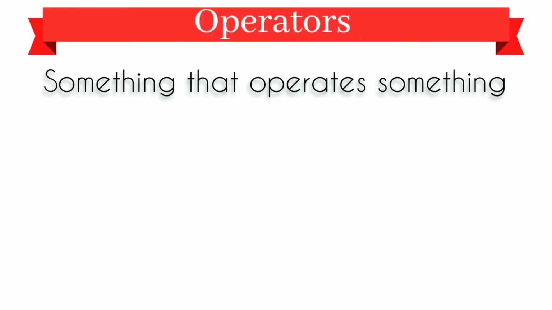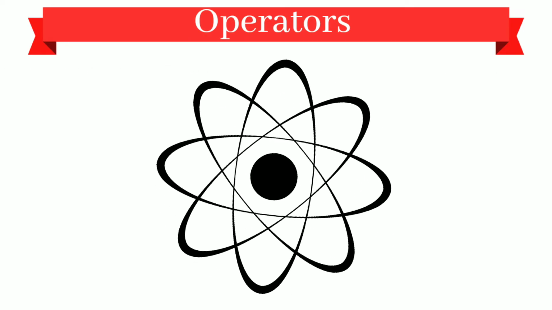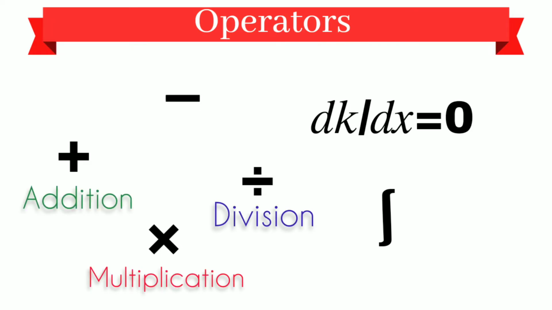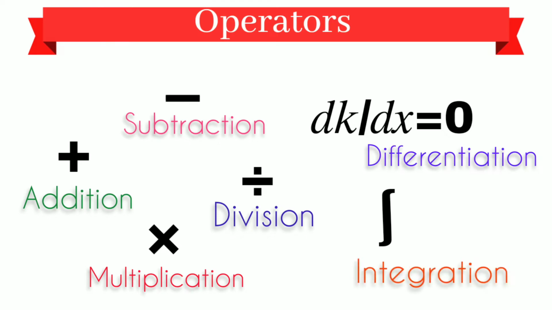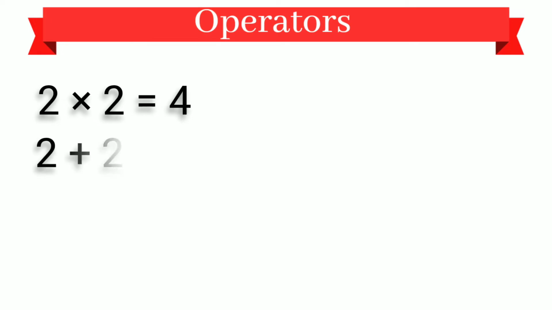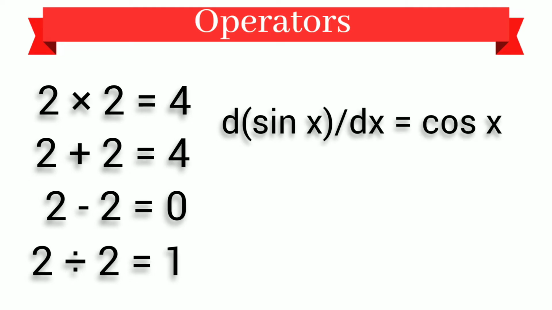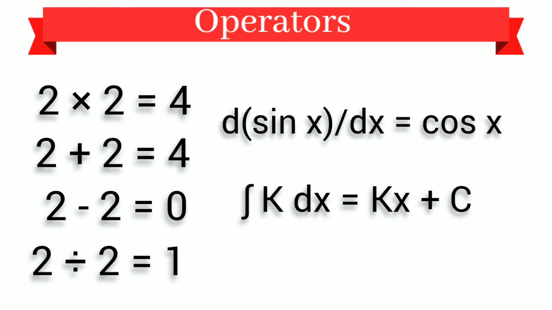As the name suggests, operator means something that operates something. Let's first talk something very basic that we know about operators. We are very familiar with these signs like multiplication, division, addition, subtraction, differentiation, integration, etc. For instance, if we multiply 2 by 2, we get 4. 2 plus 2, we get 4. 2 minus 2, we get 0. 2 divided by 2, we get 1. If we do differentiation, then d sin x upon dx, we get cos x. If we integrate, like integration k dx is equal to kx plus c.